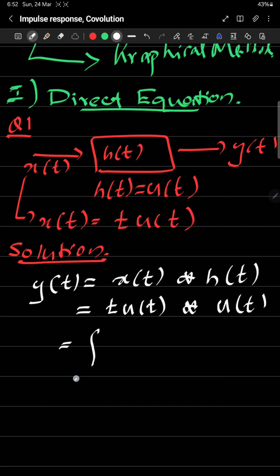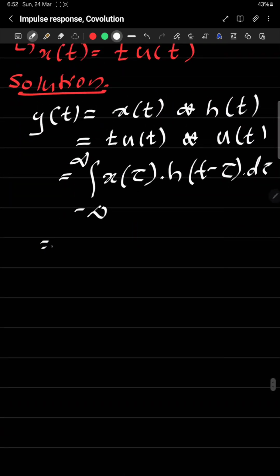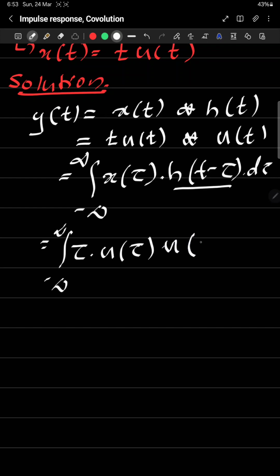So we know that the equation is integral from minus infinity to infinity of x of tau, I'm converting everything into tau, x of tau into h of t minus tau d tau. Now focus carefully. x of t was t into u of t, so x of tau will be tau into u of tau. Into now h of t minus tau. h of t was u of t, so h of t minus tau is u of t minus tau, d tau.